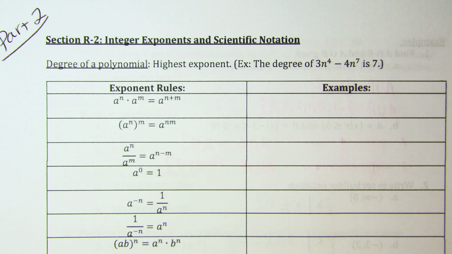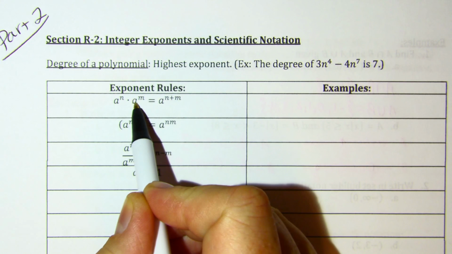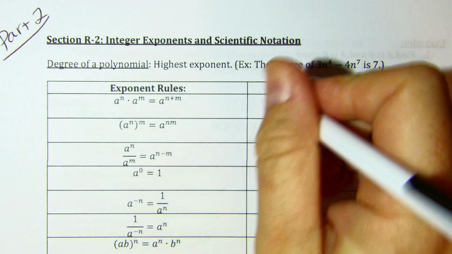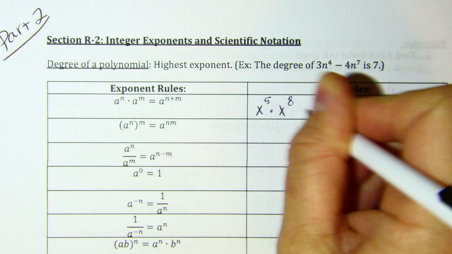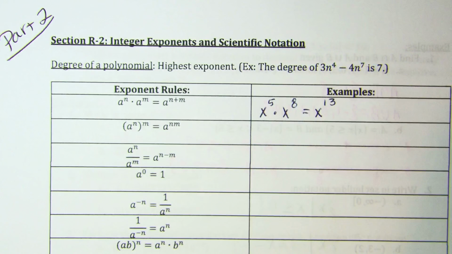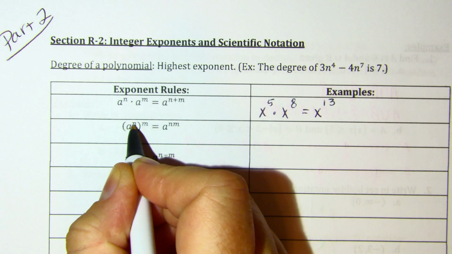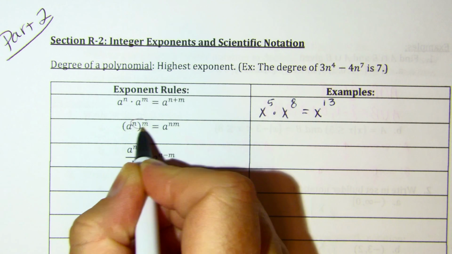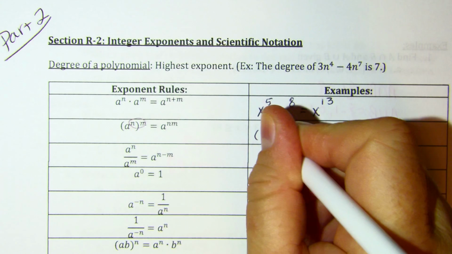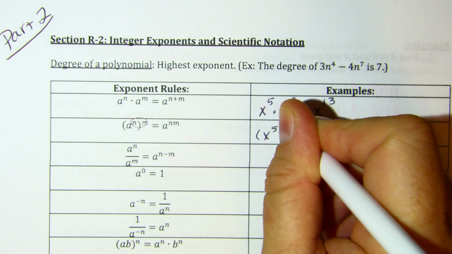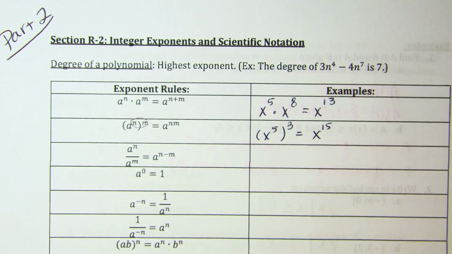So here we have, if we are multiplying two terms that have the same base, their exponents are added together. So for example, if I had x to the 5th power times x to the 8th power, that would be x to the 13th power. If we have an expression to some power and then to another power, those get multiplied. So these two are often confused here. If I have, let's say, x to the 5th power and then that being cubed, that would be x to the 15th power, 5 times 3.